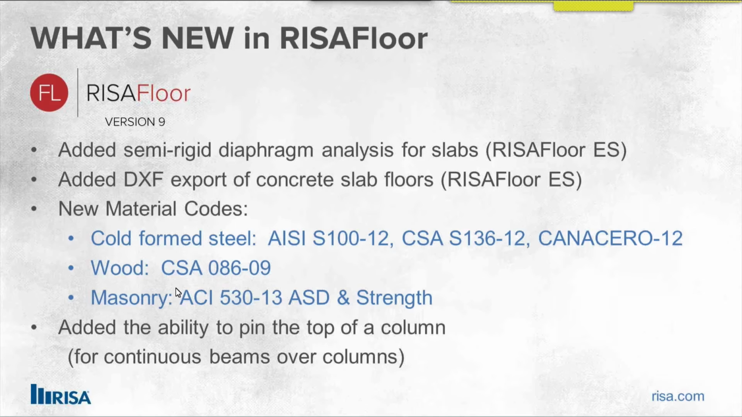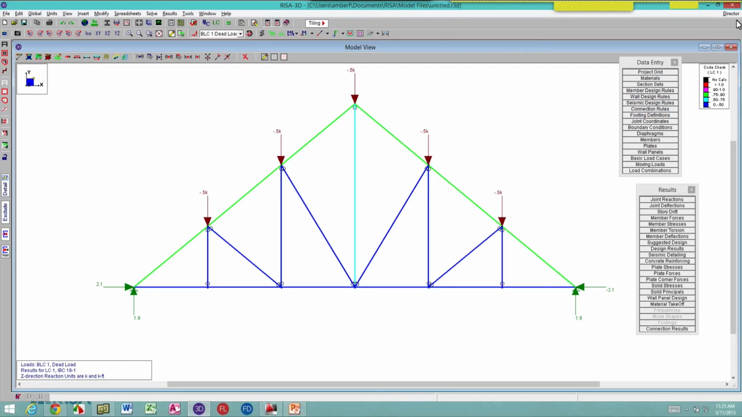And so that component is called RISAFloor ES. And you guys might have noticed it within RISAFloor. When you go to add a new floor, it does give you the option for an elevated concrete slab. So in our fall release, we added that elevated concrete slab. And you had the ability to take it into RISA-3D to do a rigid diaphragm analysis. But in the recent release of version 9, we actually give you the ability to do a semi-rigid diaphragm analysis for slabs.